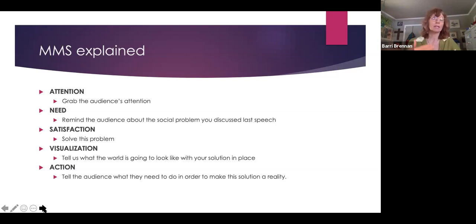Okay, so there we go. We've got attention, need, satisfaction, visualization, and action. Those are the 5 steps to Monroe's motivated sequence. You need all 5 of those. For the second, third, and fourth steps, you will spend the most time in your speech talking about and presenting on. The first and fifth are the least. The first probably has the least amount of effort, but the other ones need more work.